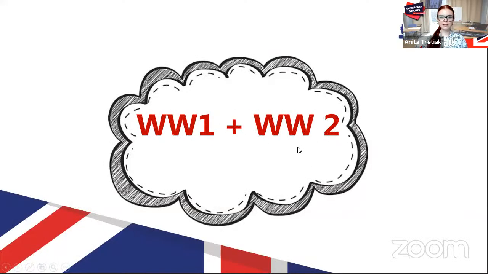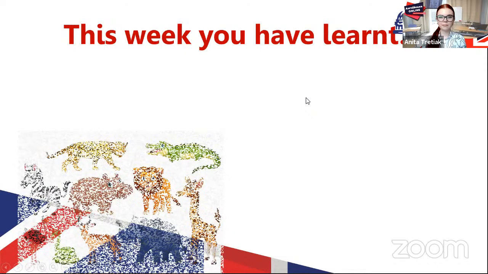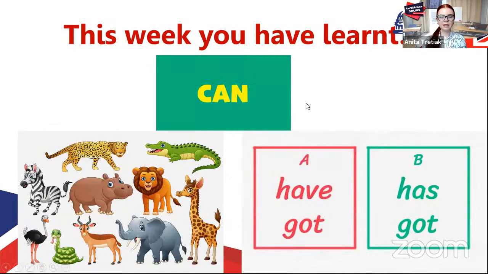And as you can see, this is our first webinar. And today we're going to talk about the things that you have learned this week. So what is this? These are words, vocabulary about animals, and grammar about have got and has got, and also the word can.